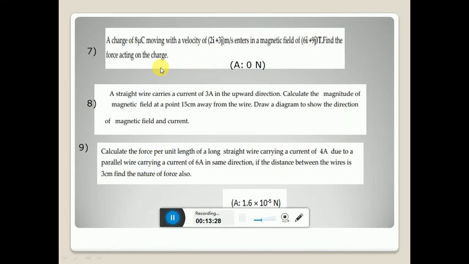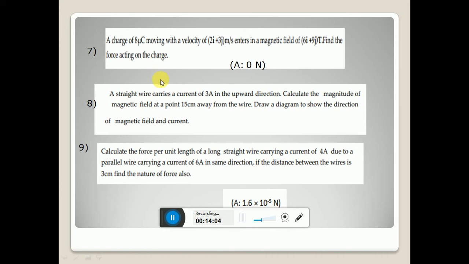Next one, a charge of 8 microcoulomb moving with a velocity of 2i plus 3j meter per second. Here velocity is given in vector form. It enters into a magnetic field of 6i plus 9j. Find the force acting on the charged particle. Again here also you have to apply F is equal to BQV sin theta, or F is equal to Q into V bar cross B bar. So apply cross product between velocity and magnetic field, then find out the force acting on the charged particle. The answer here you have to get is 0.